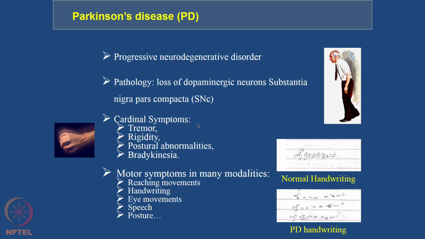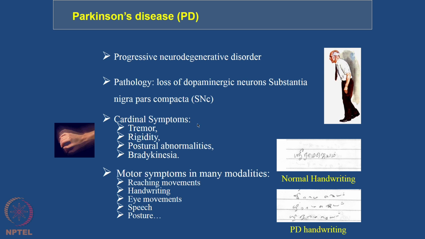Motor symptoms alone are wide-ranging, for example, affecting reaching movements. How do you move your hand to reach something, or how do you write? How does your handwriting look? Eye movements and speech and posture, because in this disease, all these different motor modalities can be affected, in addition to all the other functional domains that I talked about, like cognitive, affective, and autonomic domains.